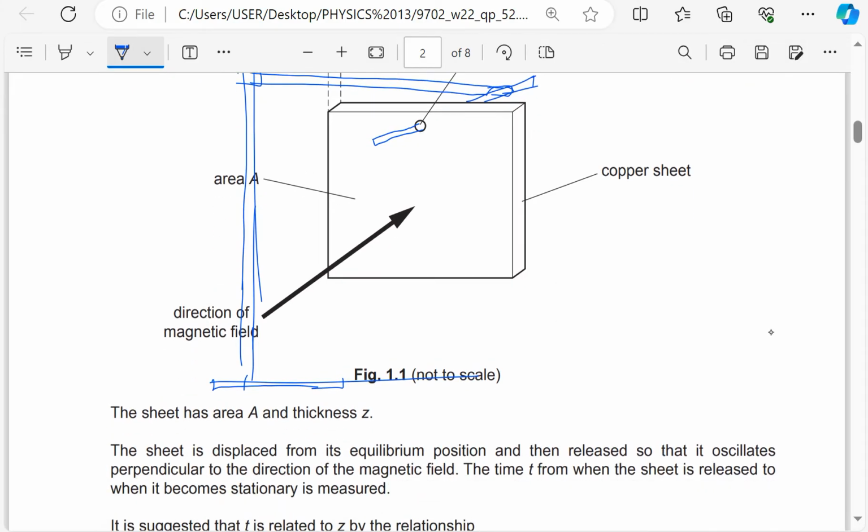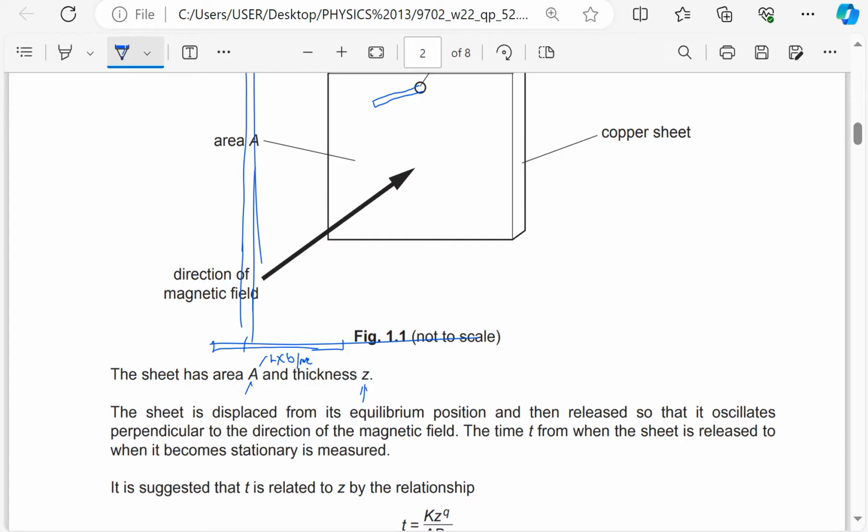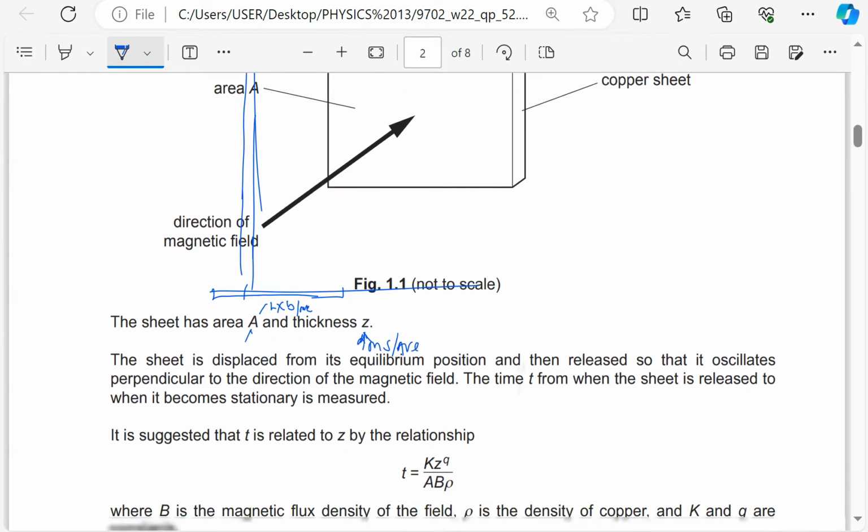The sheet has area A and thickness z. So to measure the area, I will need length times the breadth, and this one will be measured using a ruler. To measure the thickness is always something which is really small, so I may use a micrometer screw gauge. And of course, here I will need the average. So it means I will take the thickness at different points around the sheet or at different positions around the copper sheet so that I obtain the average value of z.